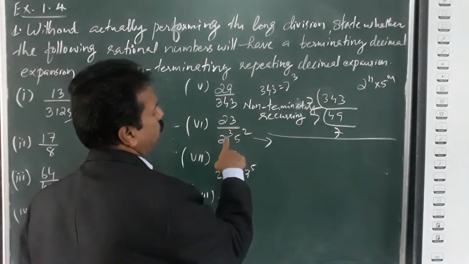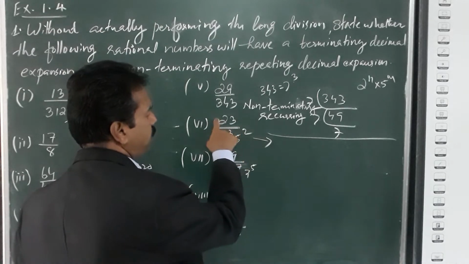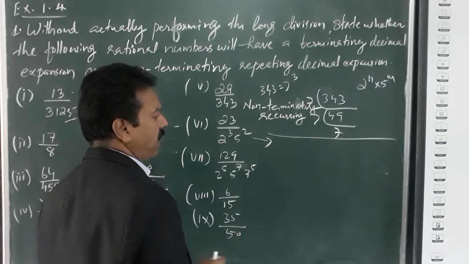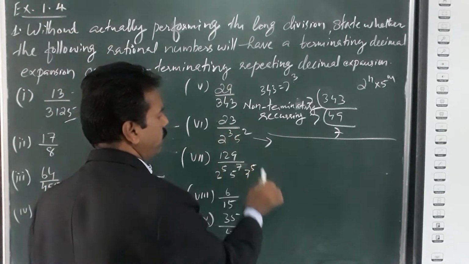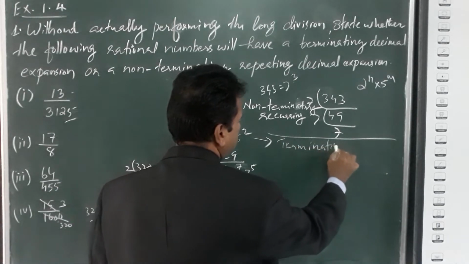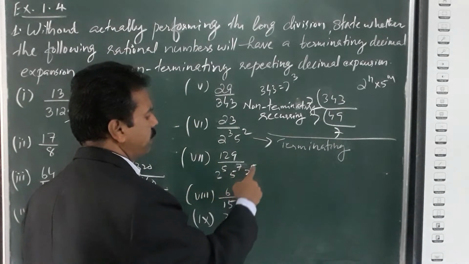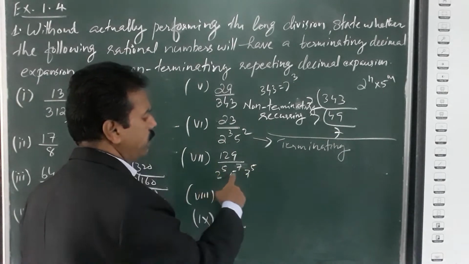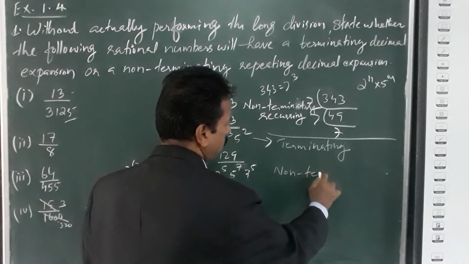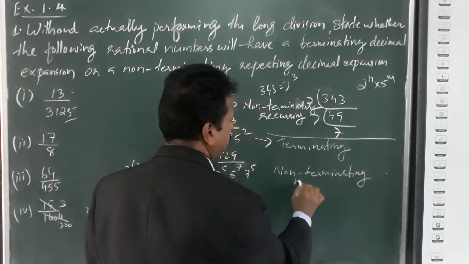Now the next question is 23 by 2 raised to 3 into 5 squared. Already this is the denominator, this is p, this is q, in p by q form. This is already factorized, with only factors of 2 and 5. It is also terminating decimal expansion. Here, in the next one, 2 raised to 5, 5 raised to 7, 7 raised to 5, other than 2 and 5, 7 is there. Therefore, it is non-terminating, recurring.